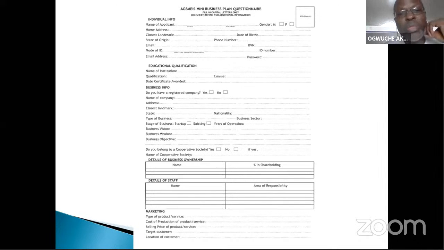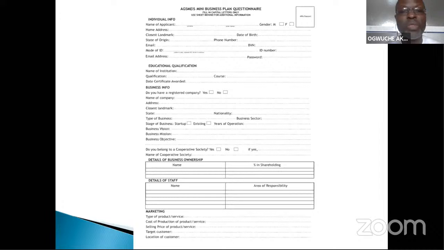So we'll go through the form together carefully so that we'll have a better understanding of it. First, the form is divided into various sections. The first one is the individual info. Then the second is educational qualification. Then the business information, details of business ownership, details of staff, and then the marketing. All of these are the various sections of the form, at least of the very first page. This is the very first page.